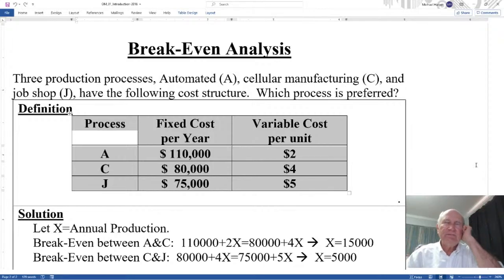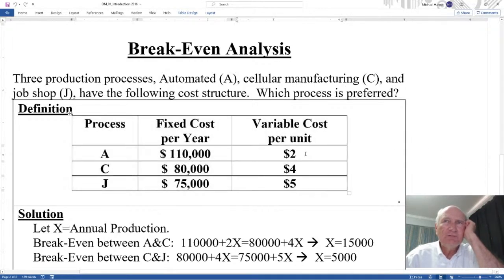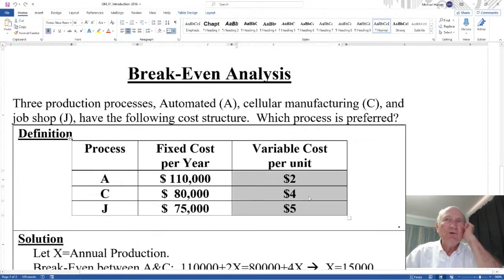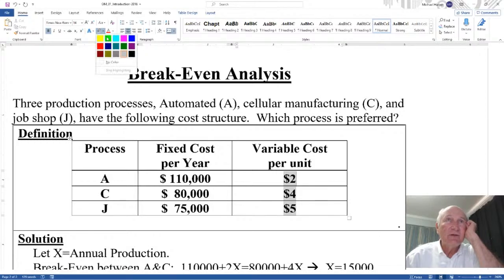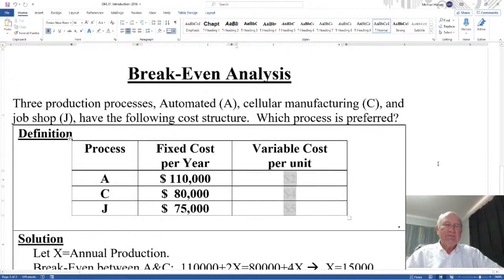Let me illustrate this. Suppose, let's take this here, and let's make it gray. I got to highlight it again. Okay, there we go, gray. And let's reverse these.